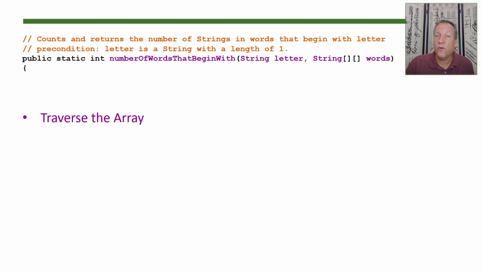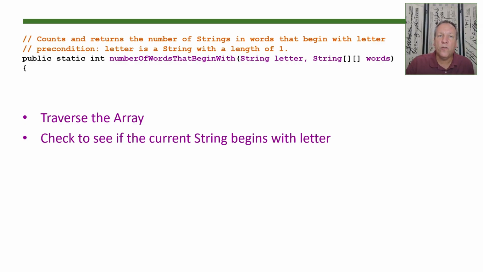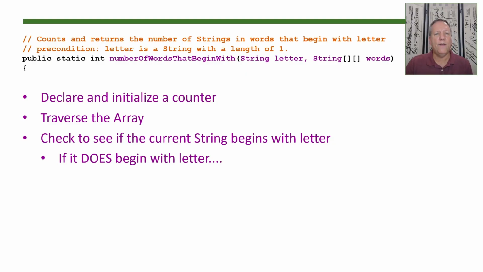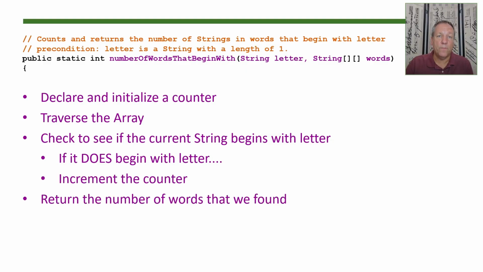So we're going to need to traverse the 2D array. Again, order doesn't matter. As we traverse, we're going to check each current string to see if it begins with letter. If it does begin with letter, we're going to need a counter. So let's go back to the top and declare and initialize a counter in our algorithm. Now, if we find a string that does begin with that letter, we're going to increment our counter.